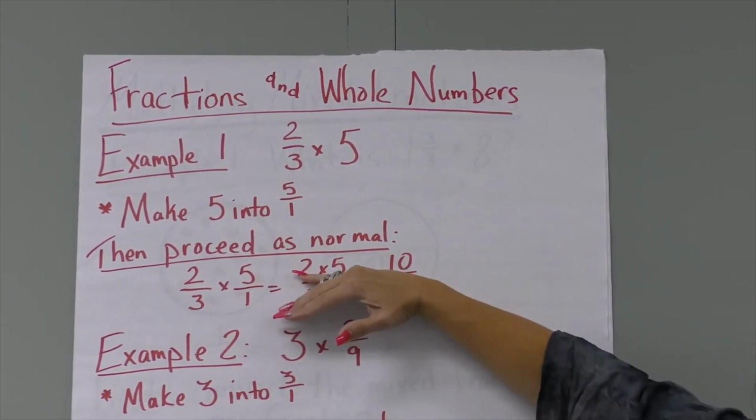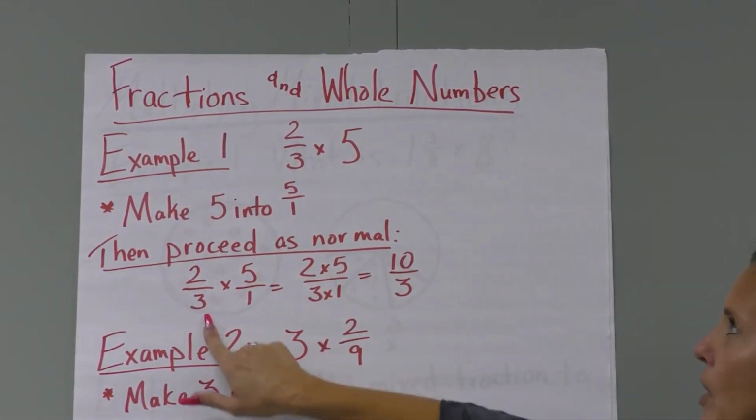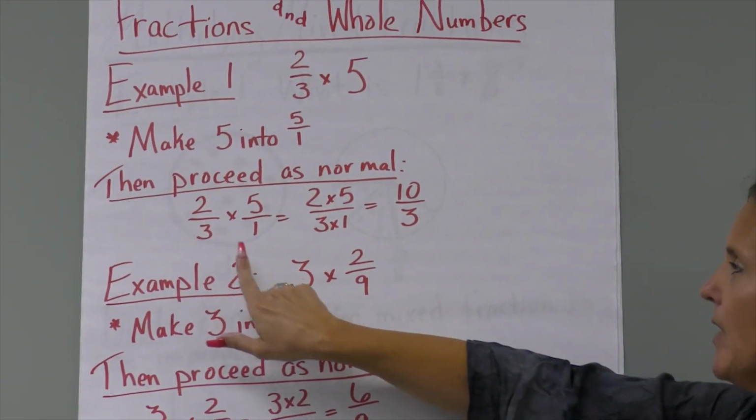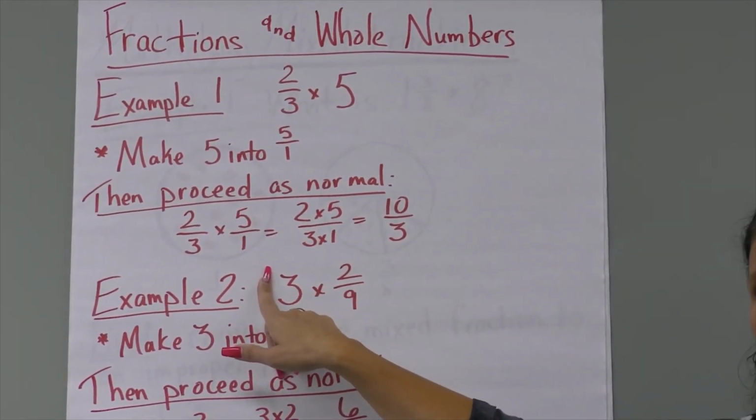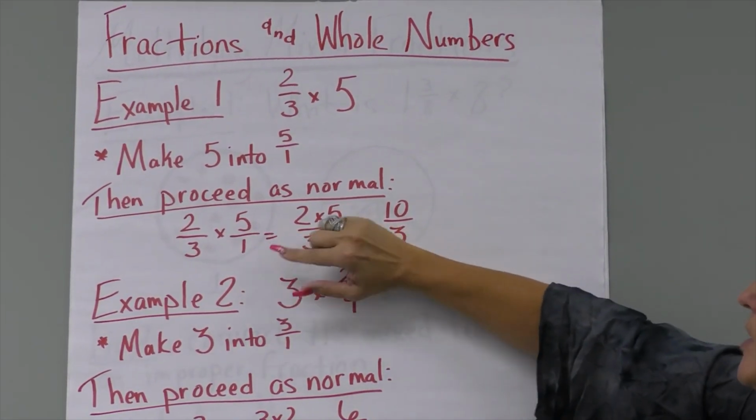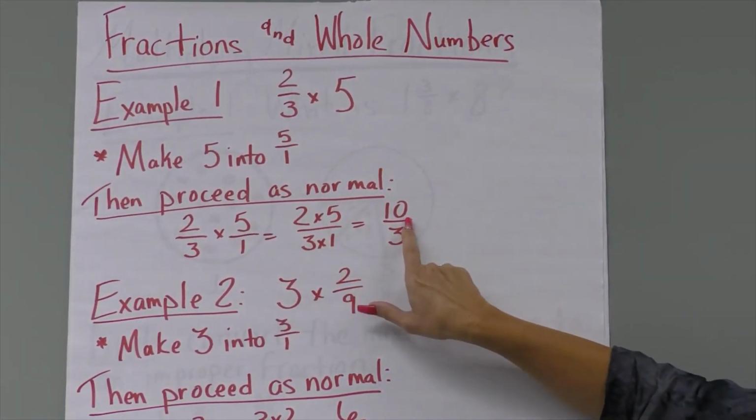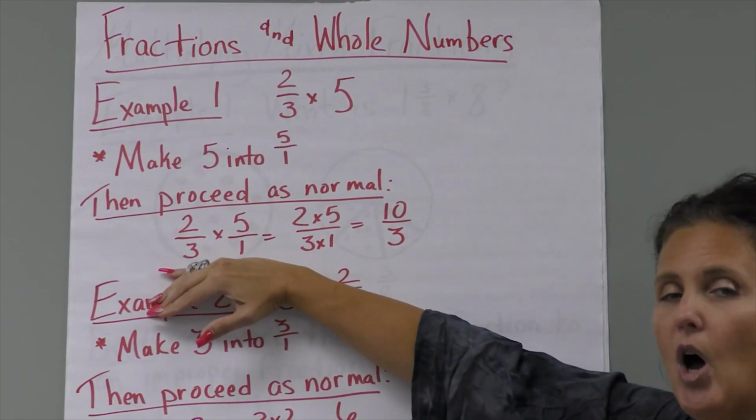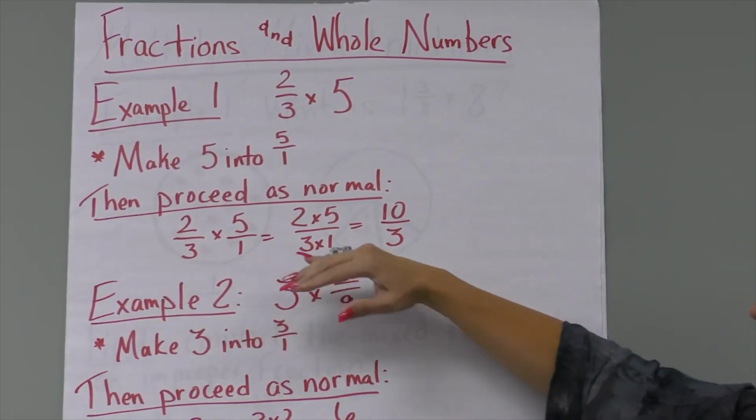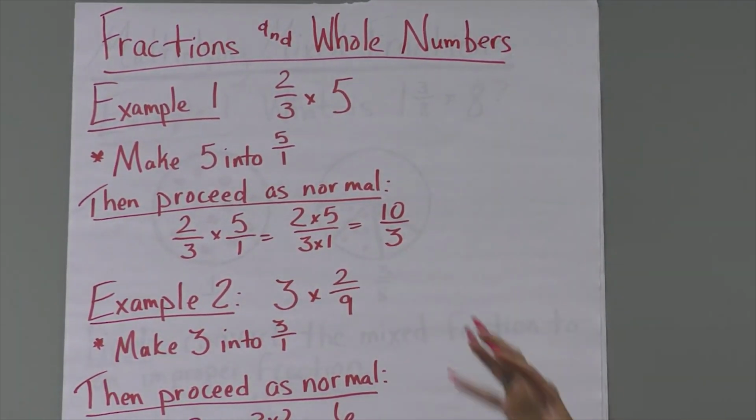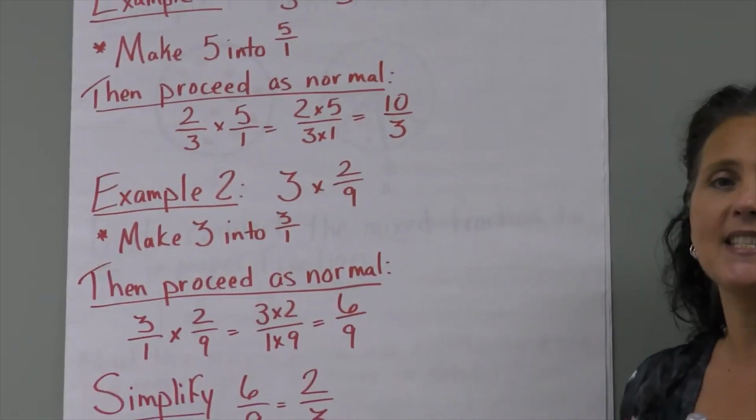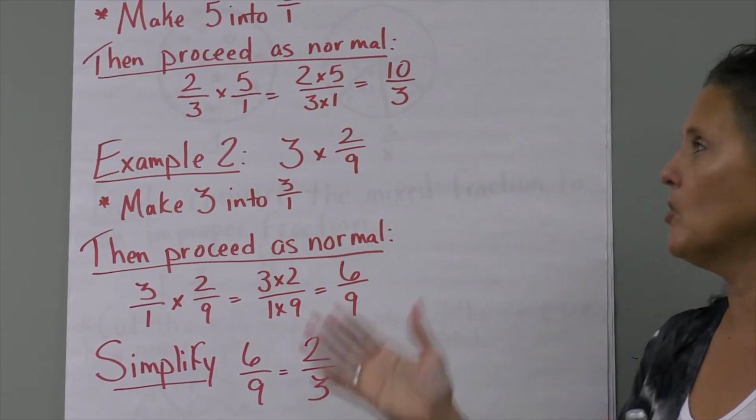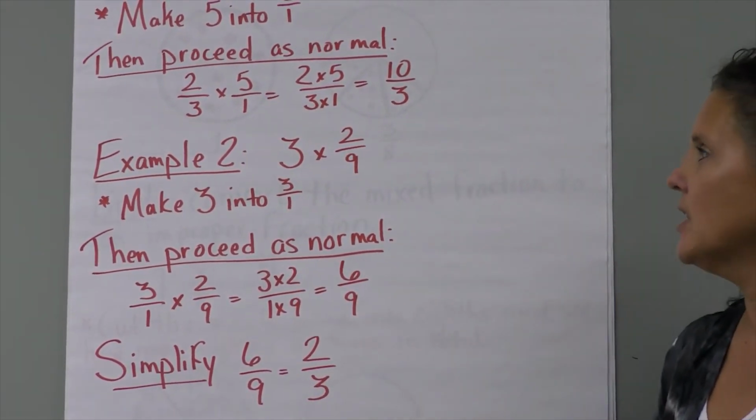Then we just proceed as we normally would. We have our 2/3, which we brought down from up here. Here's our 5 over 1. What is the first thing that we have to do? We have to multiply our numerators. So 2 times 5 is 10. Then we have to multiply our denominators. 3 times 1 is 3. So this is top heavy, but we're going to leave it in this form because it didn't tell us to change it into a mixed number. So we're going to leave it as 10/3.